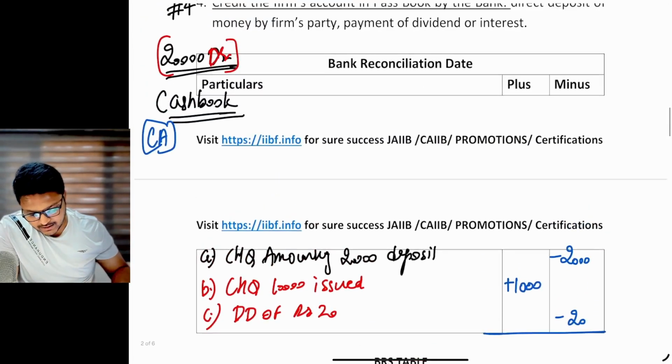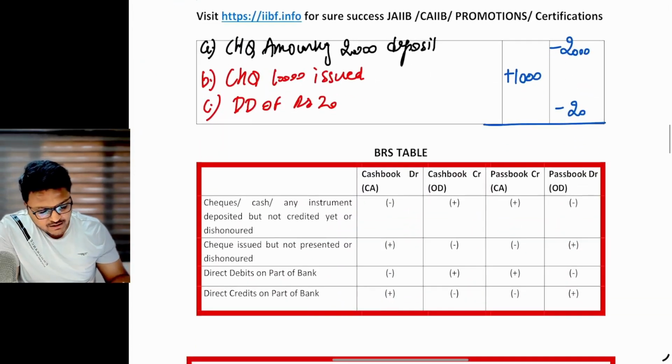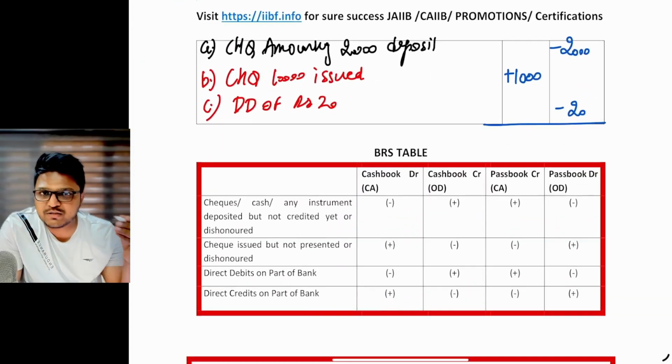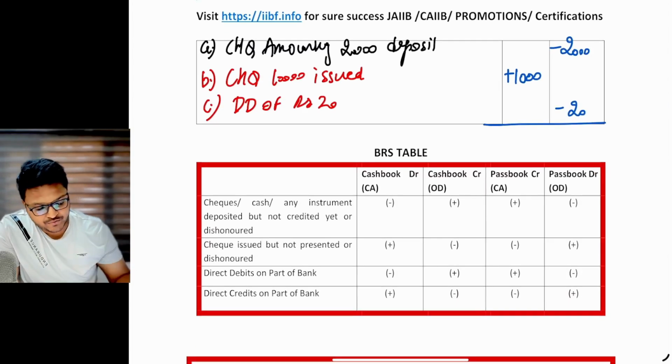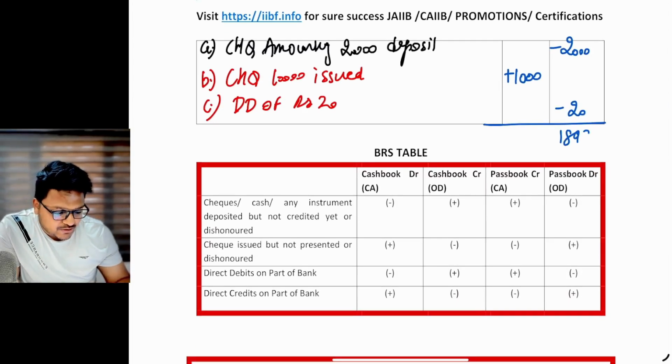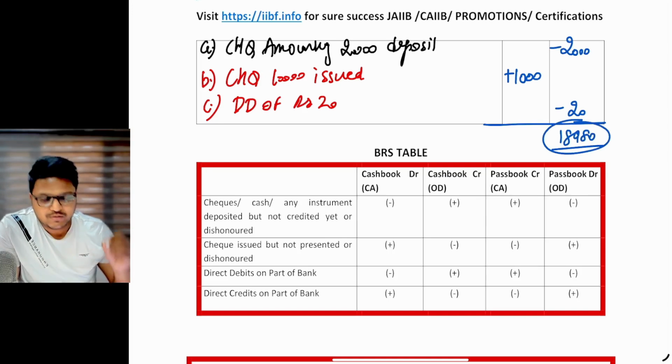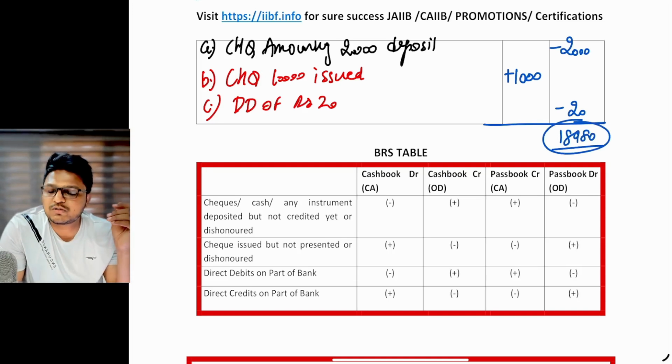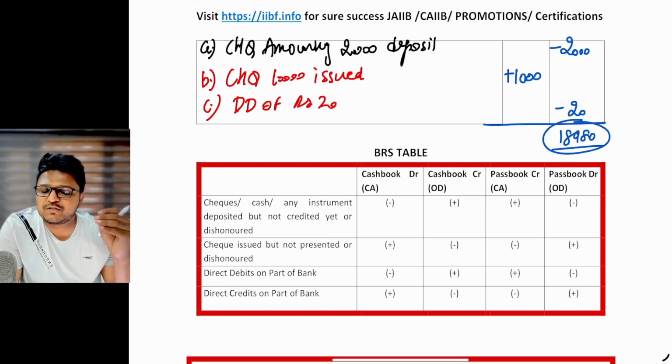So it will be 20,000 plus 1,000, that is 21,000, minus 2,000, that is equal to 19,000, and minus 20, that is 18,980. So the passbook balance is 18,980. This is how we are to solve the questions. It is very much logical, at the same time very easy to calculate, but still you can make some mistakes in solving the questions.